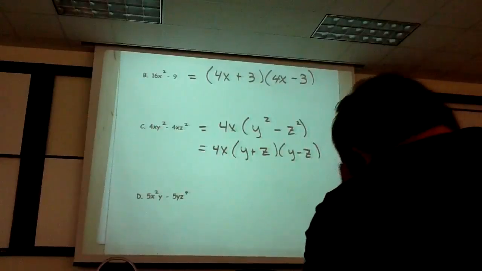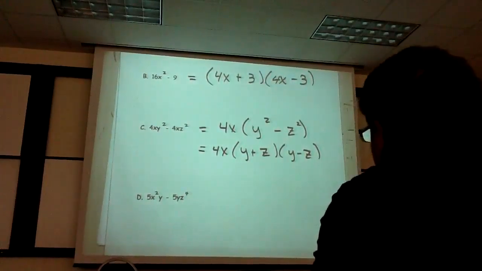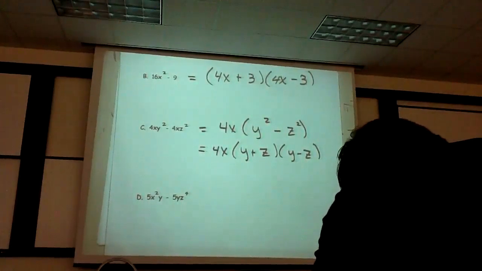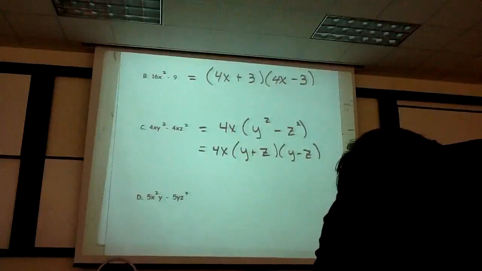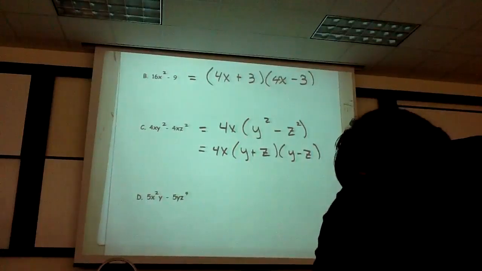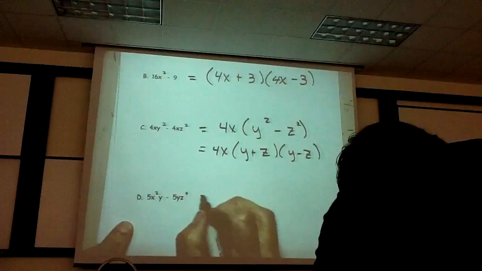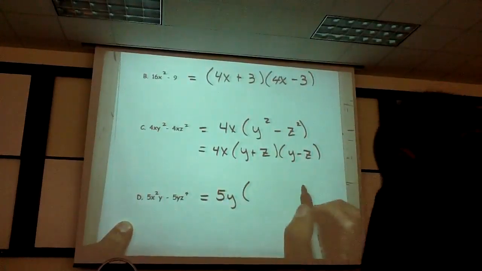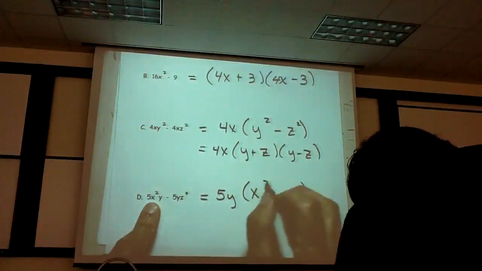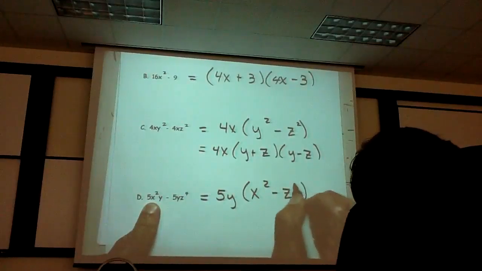All right, last example. Question: is this the difference of two squares? No, not in this form. What are you going to do? Factor out 5y. You see what they have in common? 5y. And what do you have left? x squared minus z to the 4th.